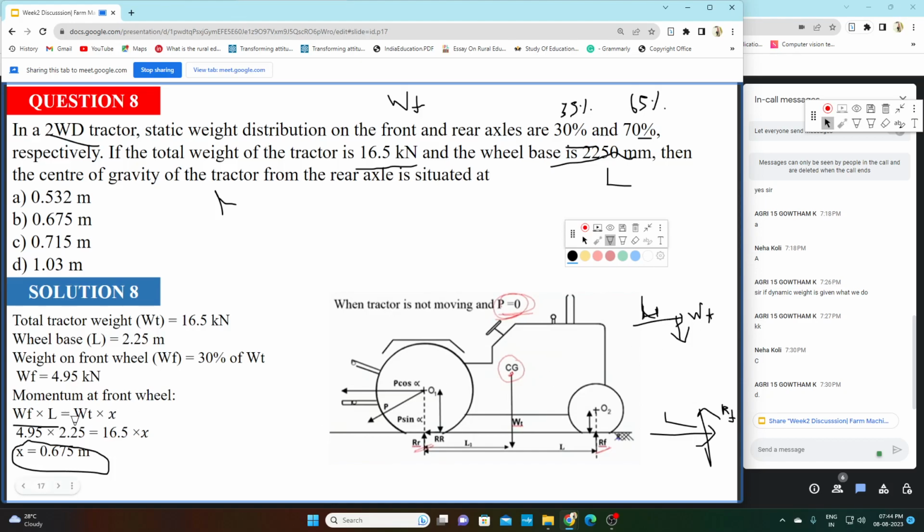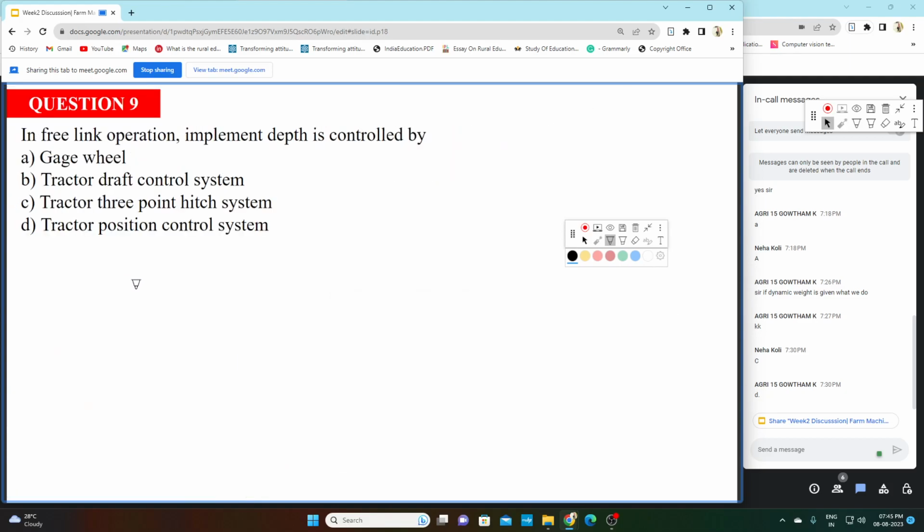L1 into WT, this is this moment, and L into RF, this is this moment. So these two moments will be equal. Whenever we equalize both these moments, we will get x or L1, and this is the answer. That is 0.675, so your correct answer is B. Let's move to the next question.